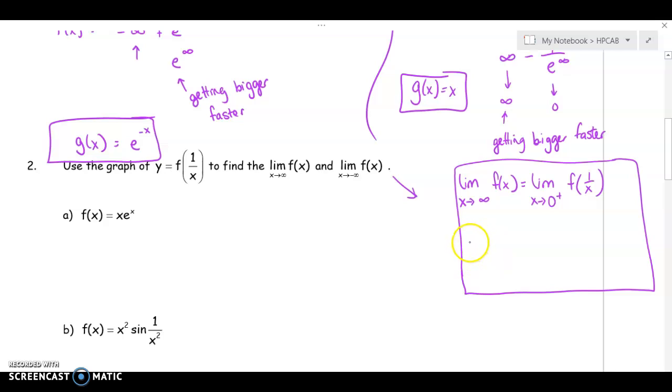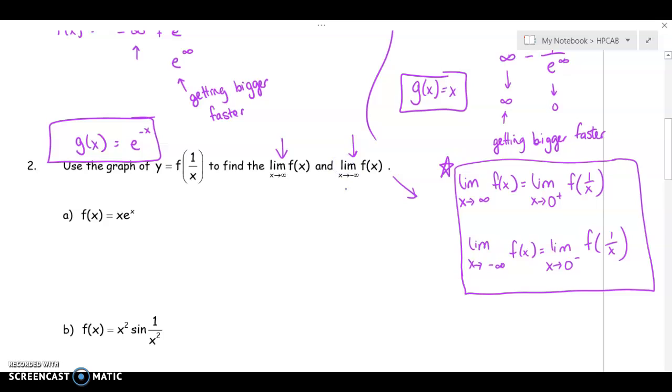All right, and for negative infinity, the limit as x approaches negative infinity of f of x is going to be the same thing as the limit as x approaches 0 from the left side of f of 1 over x. Okay, so this will be important for you to know, and we'll use that to help us because they want us to use f of 1 over x. So if we find the limit of f of 1 over x as x approaches 0 from the right, that'll be the same thing as the first thing they want us to find. And then the second piece will be the same as this piece. So that's what we're going to do.